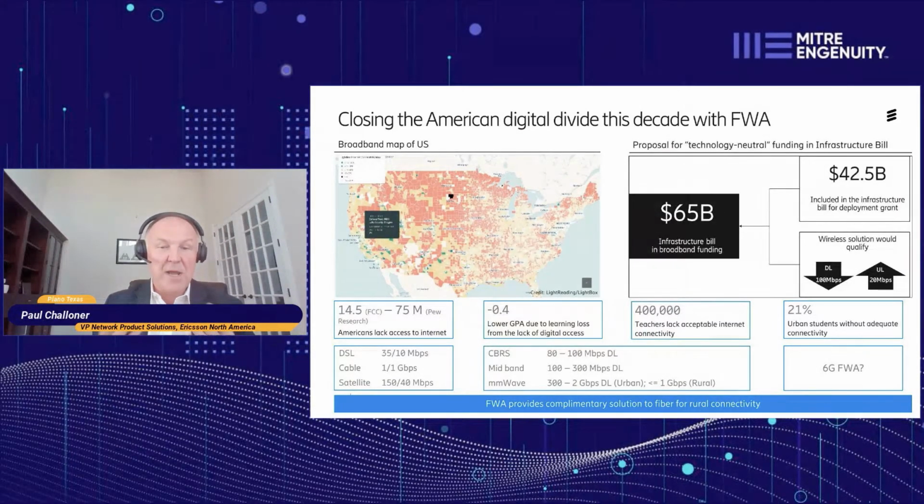And so although there'll be a lot of funding that goes to fiber, which is, of course, great capability, really even $40 billion is a drop in the ocean in terms of connecting the entirety of the US over fiber.